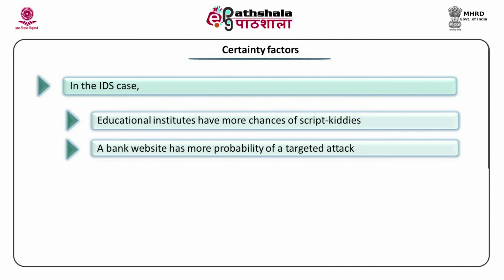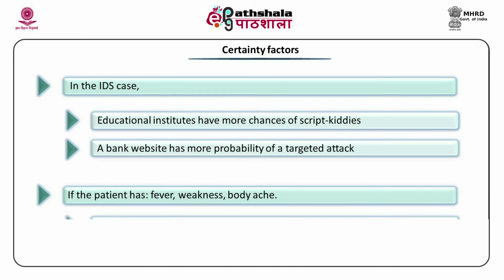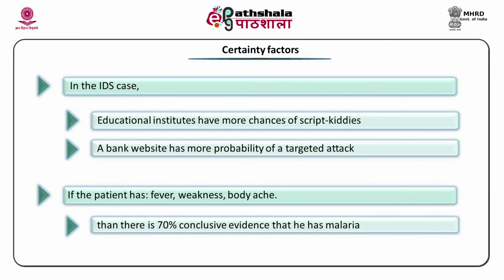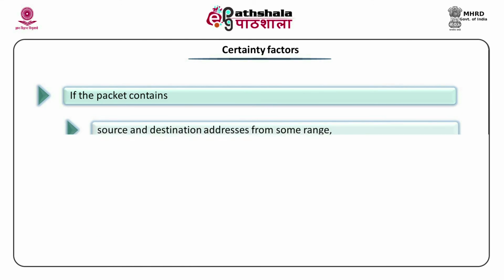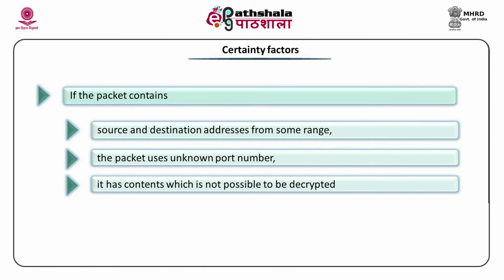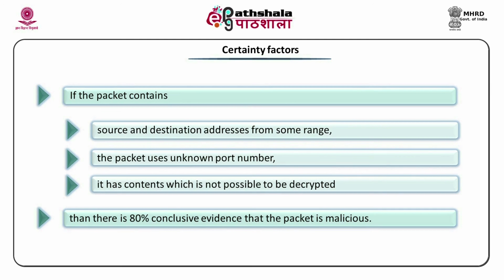When you are talking about an educational system, the academic system, students will actually try to attack. So, you have problems like script kiddies. And if you are talking about a bank website, targeted attacks are more possible. So, the point is the probability of attacks in different contexts becomes different, which is not the case with objective probability. Okay. So, there is a rule you can see: if the packet contains source and destination from the same range, the packet is using an unknown port number, and it has content which is not possible to be decrypted, then there is an 80% conclusive evidence that it is a denial of service attack. So, that is the example of CF, the subjective probability.